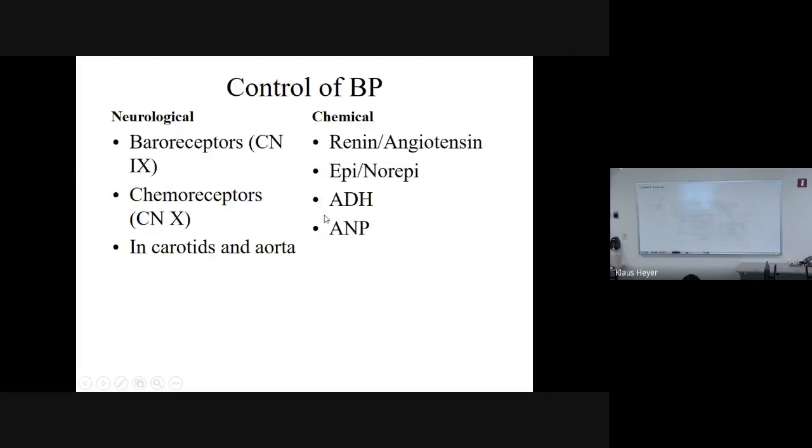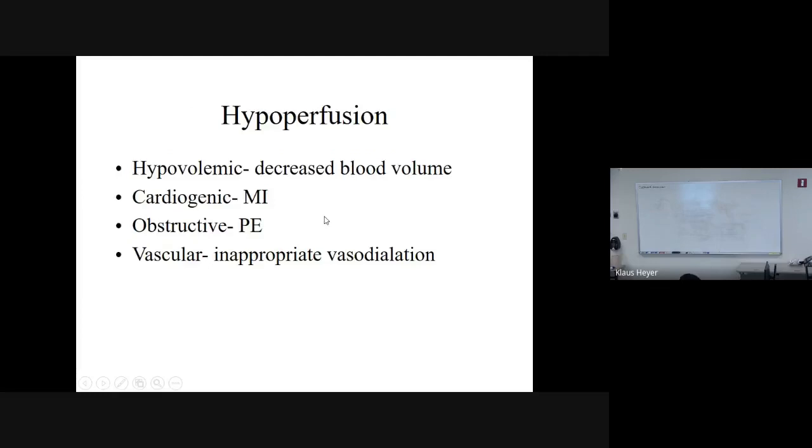Was that 6? Mhm. Yeah, you know what, we're just going to do this chapter. It's a quiz, so I'm already at 7 questions here. What are the types of hypoperfusion, AKA shock?